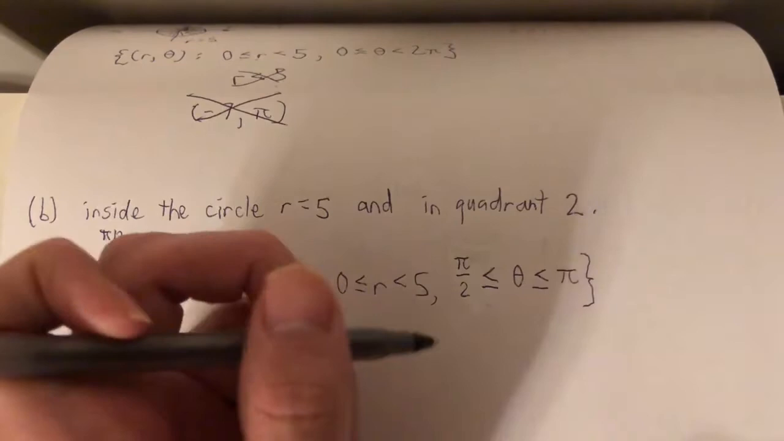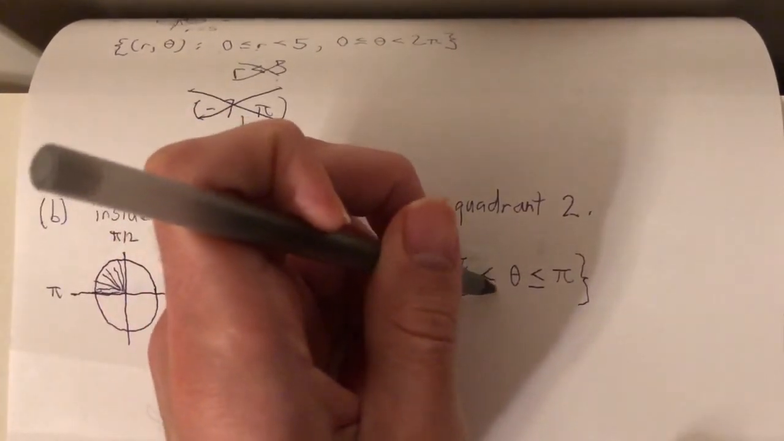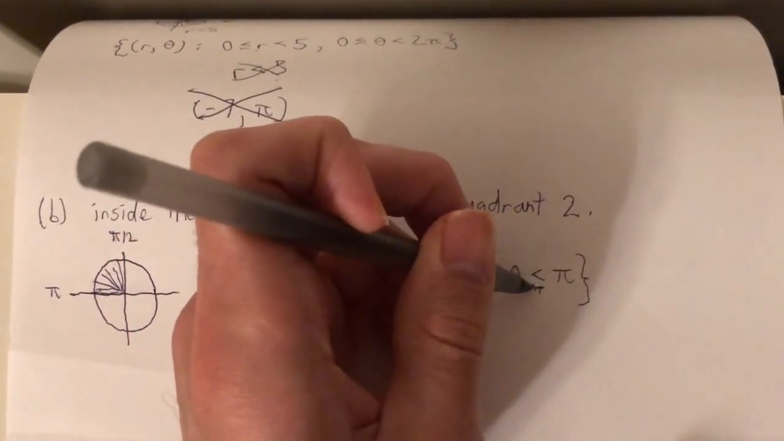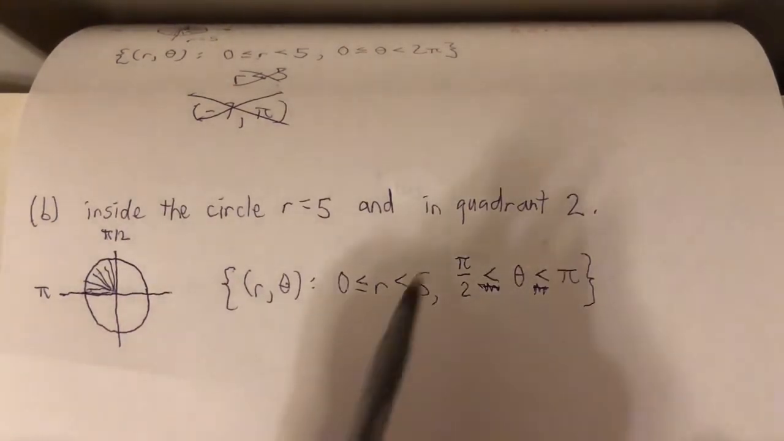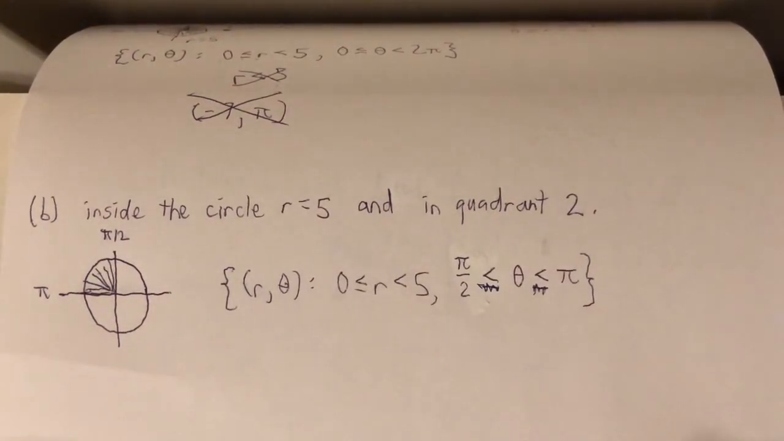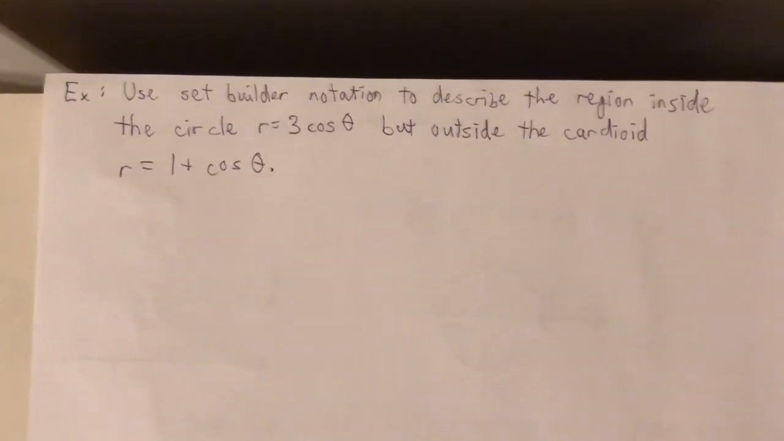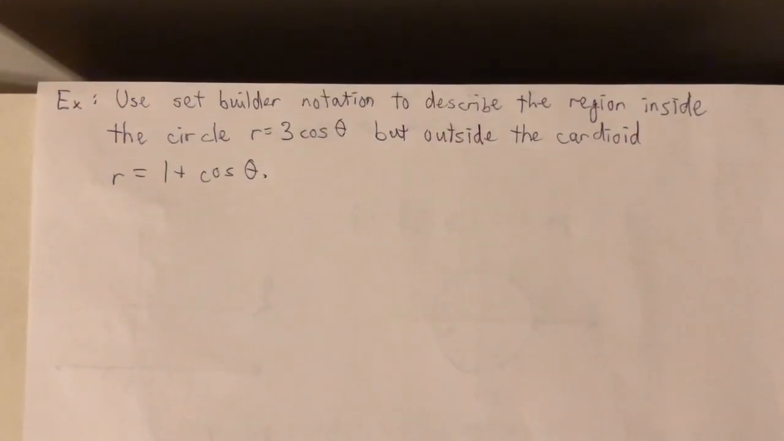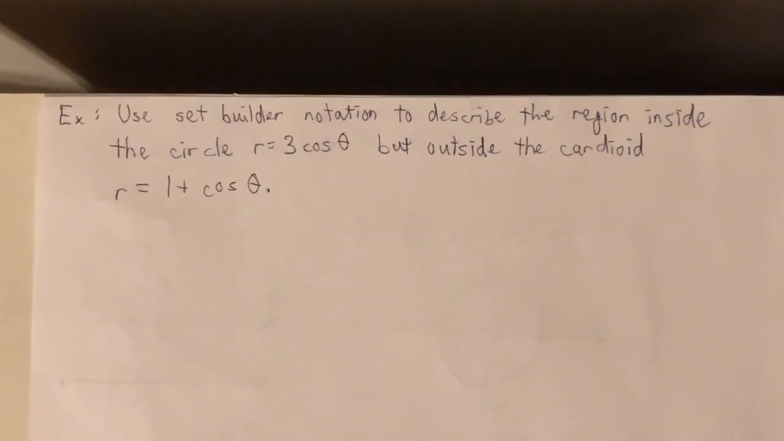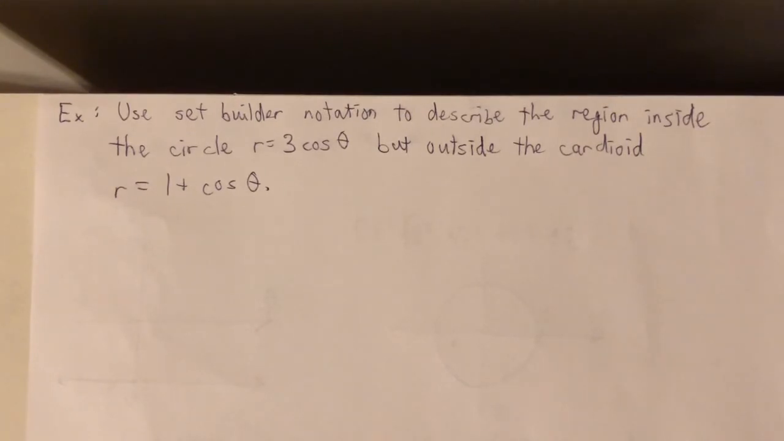But from a pre-calculus perspective, if we want to be 100% rigorous and 100% correct, we would have to exclude pi over 2 and pi. So with that, let's take a look at one last example that's a little bit more complicated. Here I want to use set builder notation to describe the region inside the circle r equals 3 cosine theta, but outside the cardioid r equals 1 plus cosine theta.